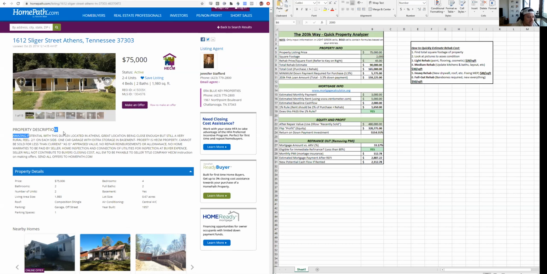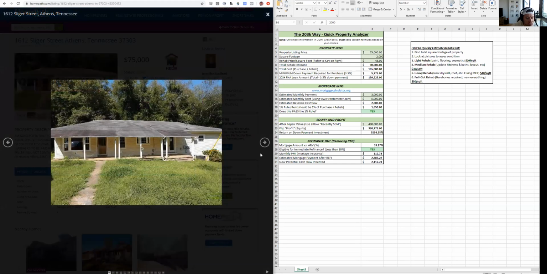So this is amazing potential duplex located in Athens. Great location, being close enough, but still very rural feel. 2-1 on each side. 1-car garage with extra storage in the basement. That's awesome. You could charge money for that, guys. Cannot be sold for less than current as is appraised value. No repair. Blah blah blah blah. All right, cool. But thing looks good. Let's jump into it here.